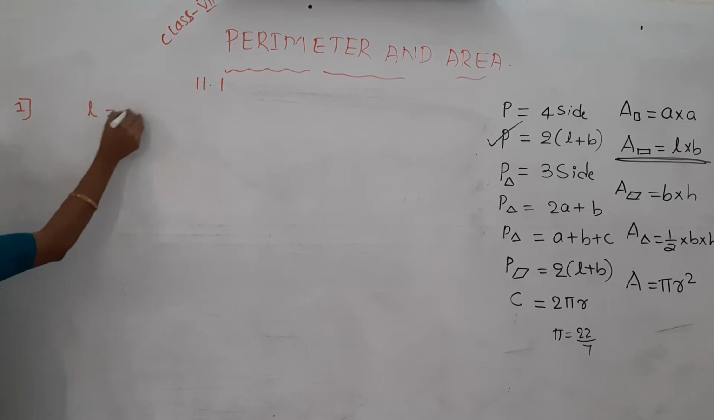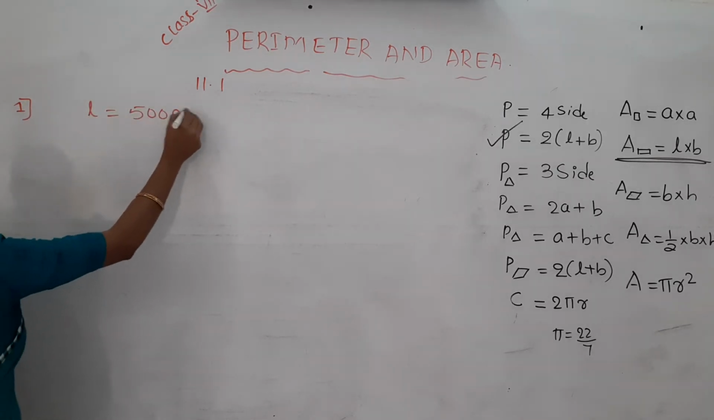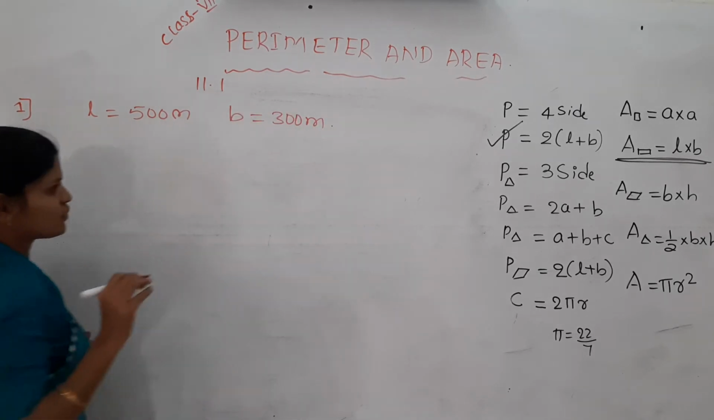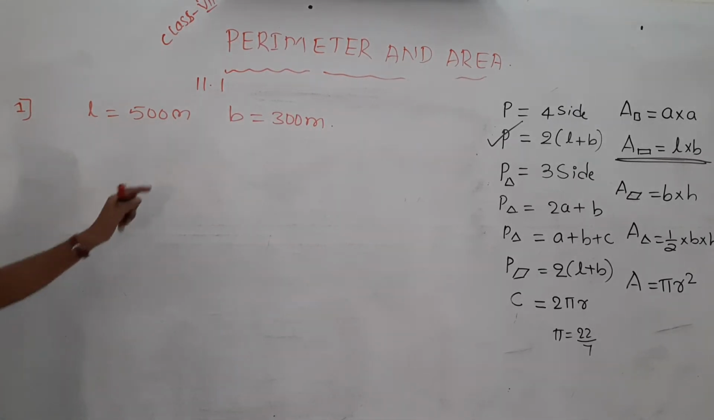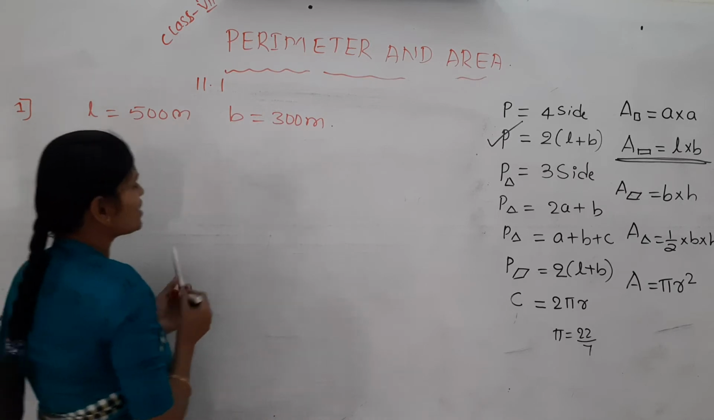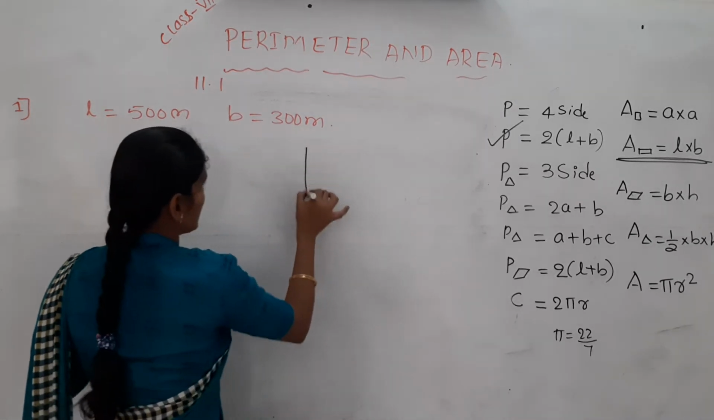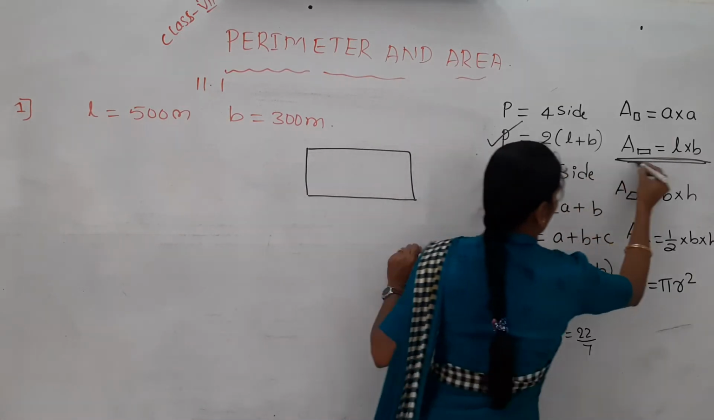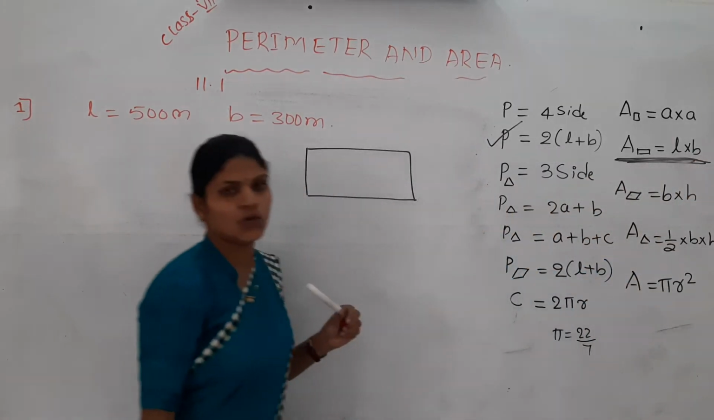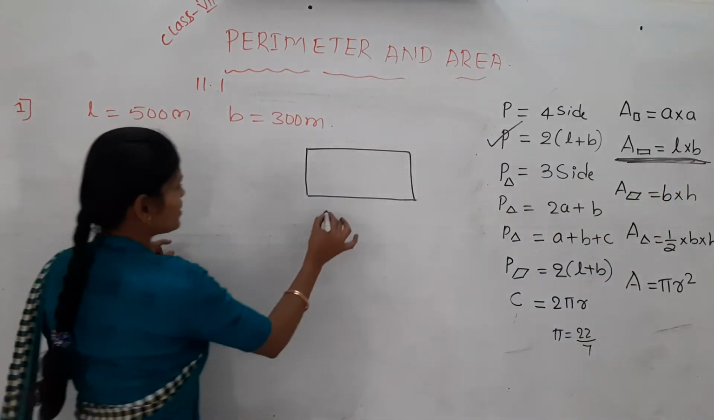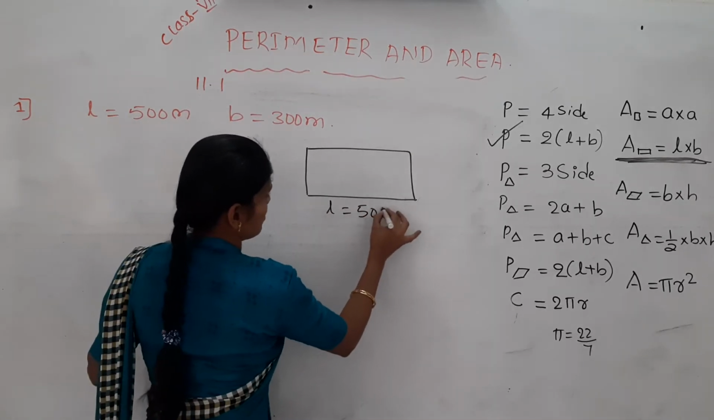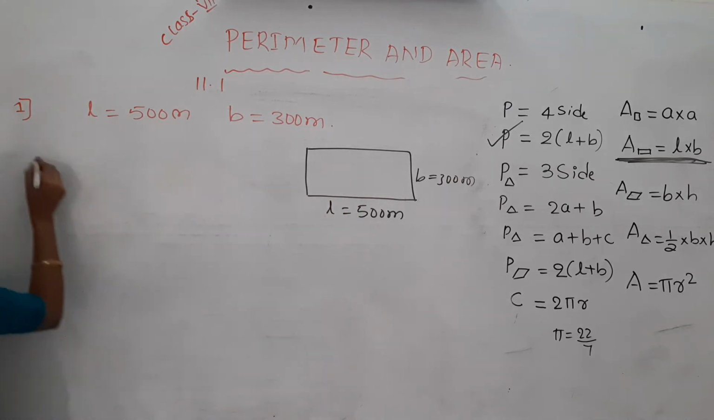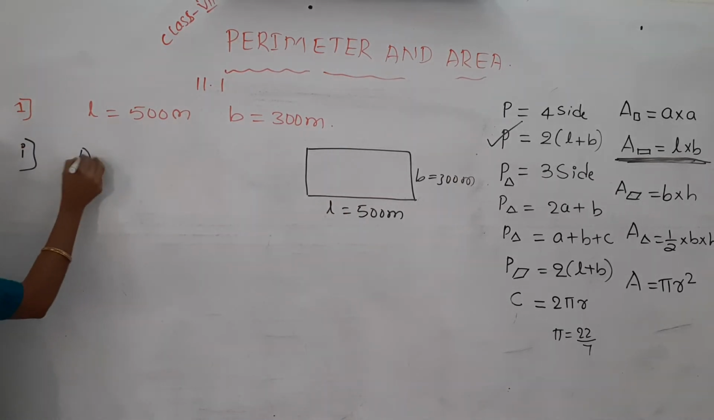Here length is how much? 500 meter and breadth is 300 meter. He has given. Find its area. If you know the length and breadth of the rectangle, can you find the area of the rectangle? Yes. How? You know the formula. Area of a rectangle is equal to length into breadth. Length is 500 meter and breadth is 300 meter. Here what is the first question? Find its area.